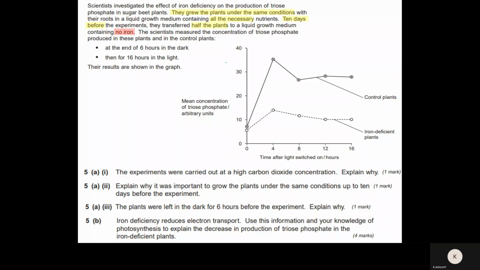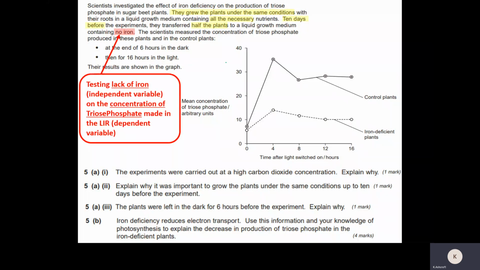So the independent variable for this experiment is the lack of iron in their growth for 10 days versus the presence of iron in the growth media for those 10 days. The scientists then measured the concentration of triose phosphate produced in the stroma of the chloroplasts, in the experimental plants with no iron and in the control plants that had access to iron that they would have absorbed by active transport.